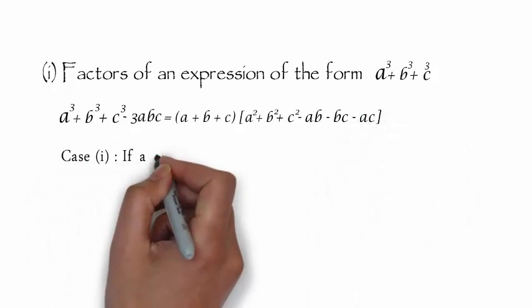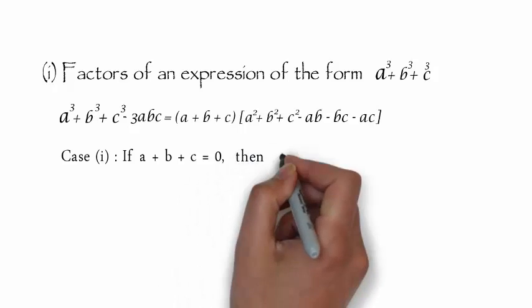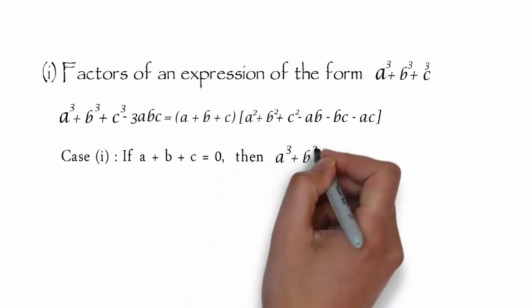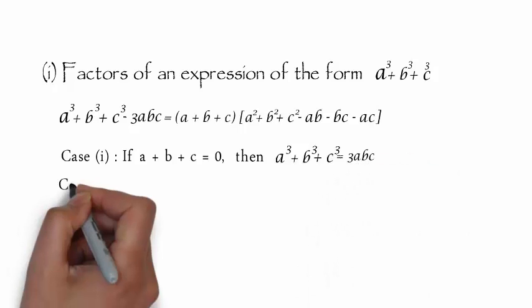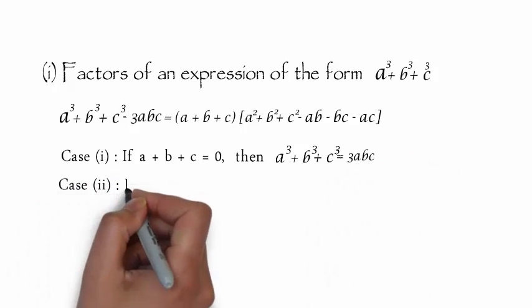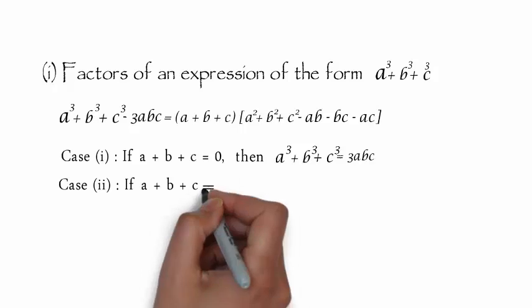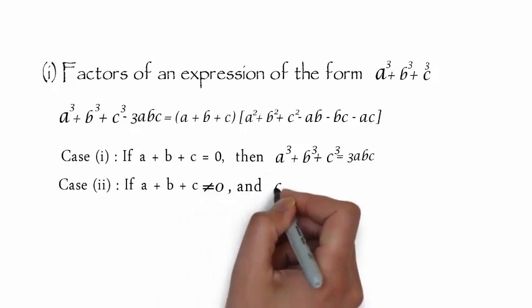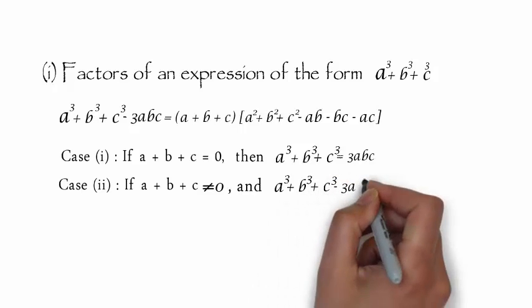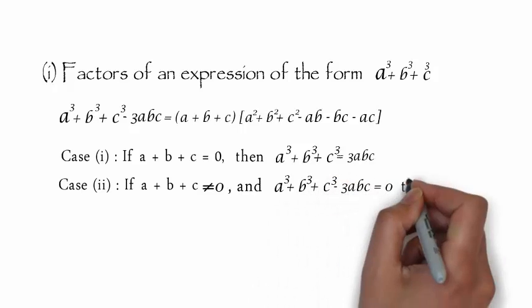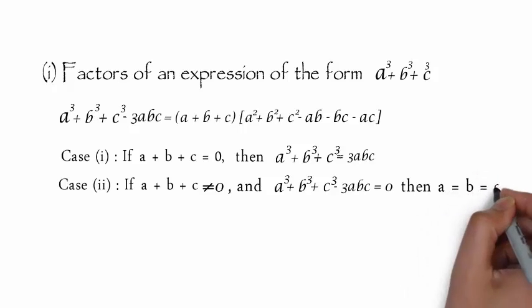Case 1. If a plus b plus c is equal to 0, then a³ plus b³ plus c³ is equal to 3abc. Case 2. If a plus b plus c is not equal to 0 and a³ plus b³ plus c³ minus 3abc is equal to 0, then a is equal to b is equal to c.